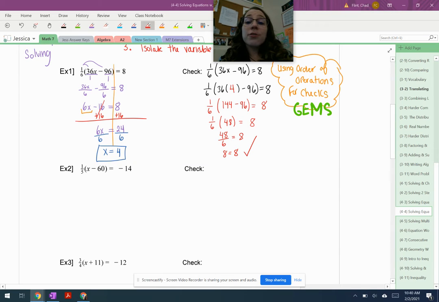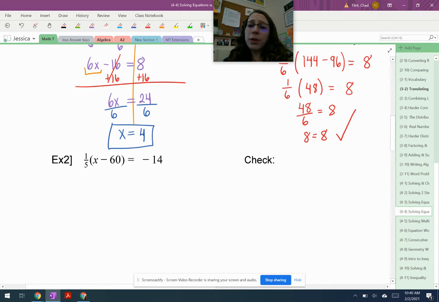Example 2 on lesson 4-4. So example 2 is a little bit different from the first example, obviously because the numbers are different. But the real big difference is that in the first example, I had a 36x. And in this example, I just have plain old x. I don't have any coefficient other than 1 in front of that x there. So we'll see what that does.